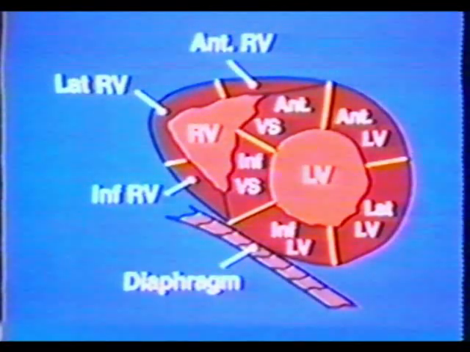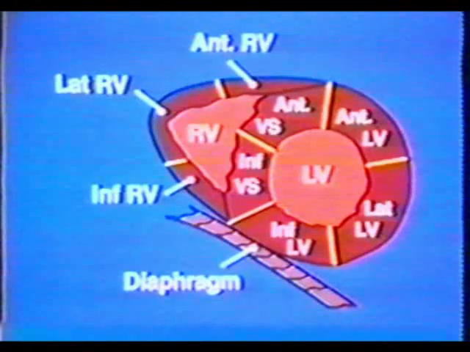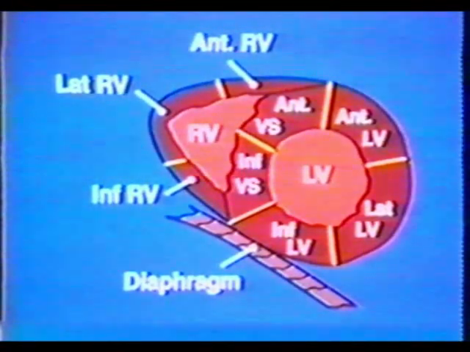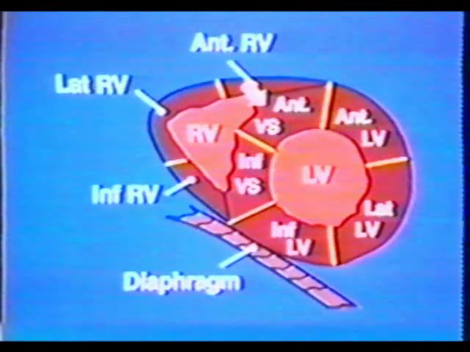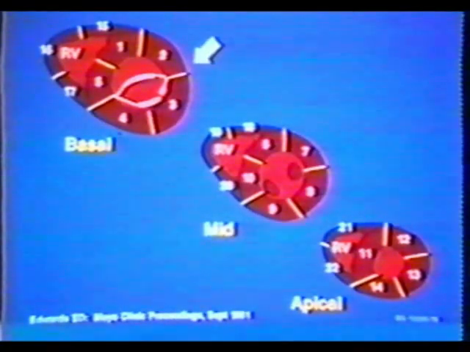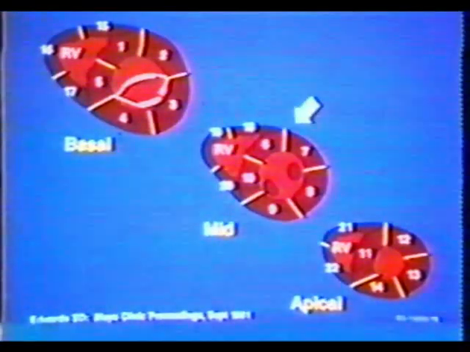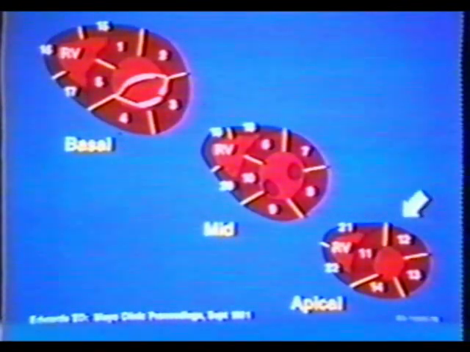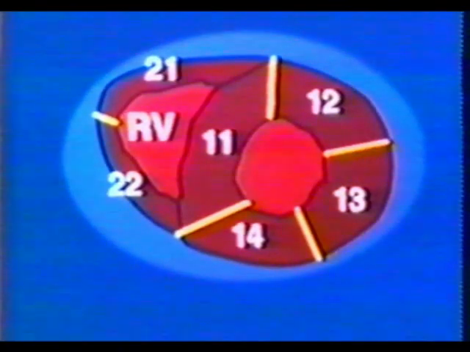At the base and mid-levels, the segments include anterior free wall, lateral, inferior, inferoseptal, and anteroseptal. The base and mid-level therefore comprise 10 segments. The remaining 4 segments are at the apex: anterior, lateral, inferior, and apical septal.